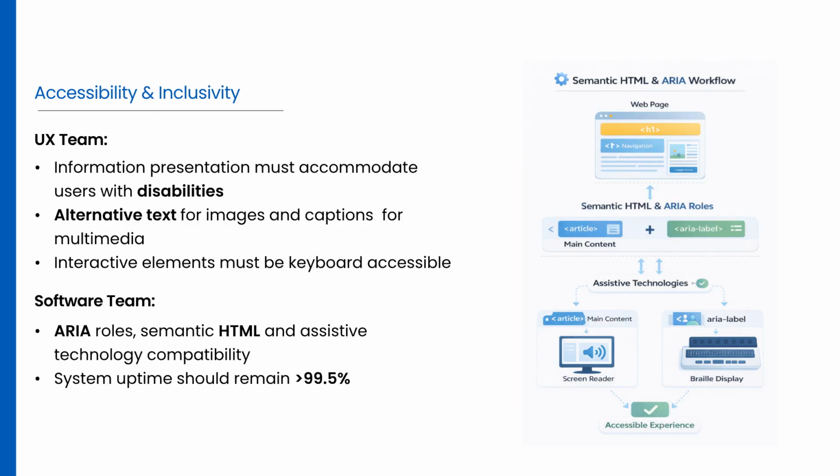The software team must implement ARIA roles and semantic HTML to support assistive technologies like screen readers. Semantic HTML and ARIA roles must ensure that the system can be correctly understood by assistive technologies like screen readers. For example, instead of using a generic <div> tag, developers must use proper tags like <button> and add ARIA labels so a screen reader can announce "Submit button" clearly to the user. The system must also maintain high reliability, with uptime above 99.5%, ensuring continuous access for all users.